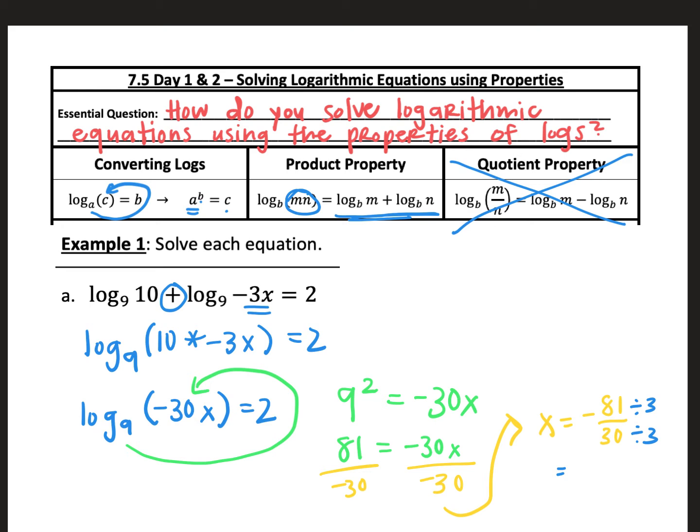Sorry, was I prepared with a calculator? Absolutely not. 81 divided by 3.